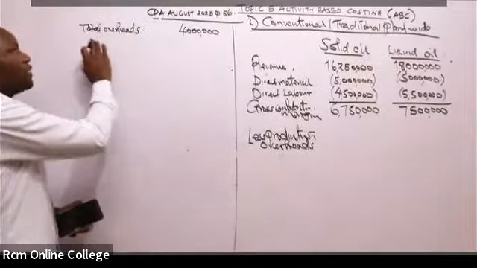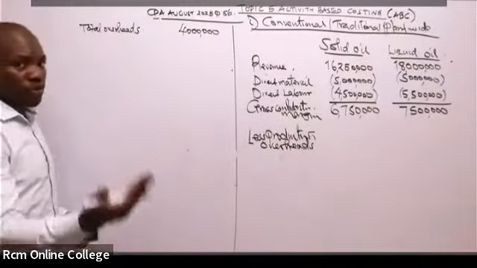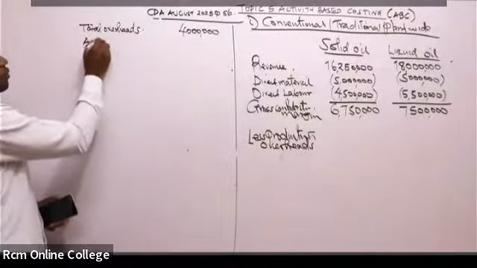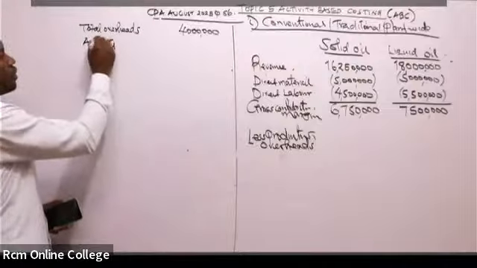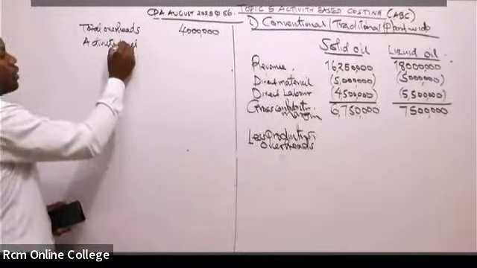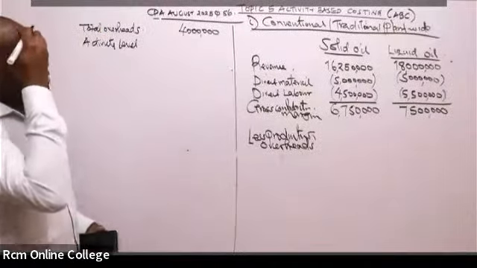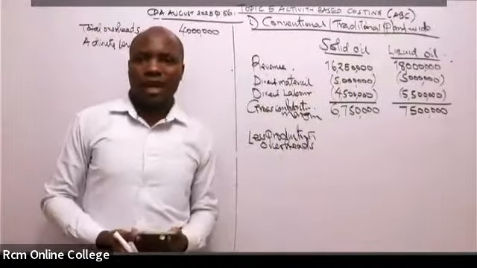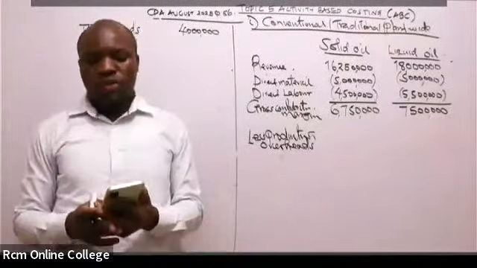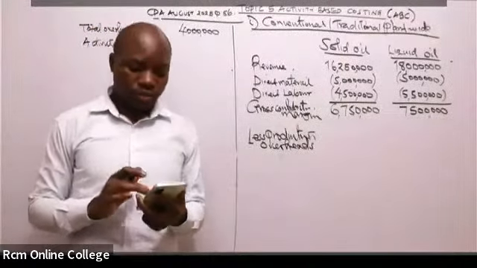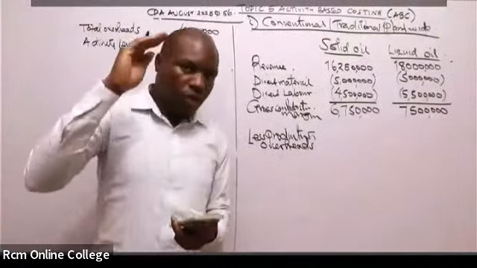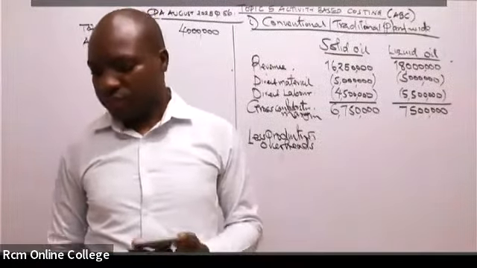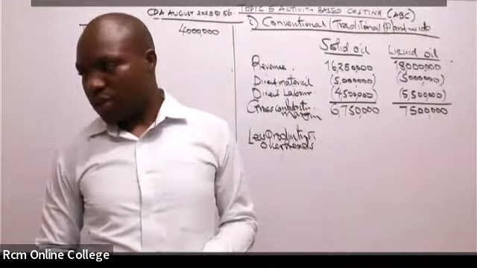Now, once I have total overheads, we must get the cost driver or activity level, right? Activity level of the cost driver, we have been told, is labor hours. So what is the total labor hours for the entire organization? And if possible, we are talking about budgeted labor hours. What is the total labor hours? Total labor hours, somebody?